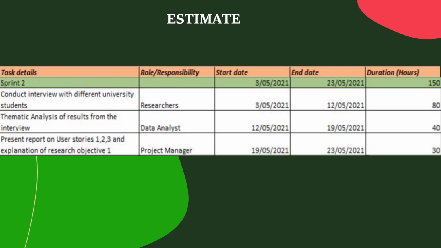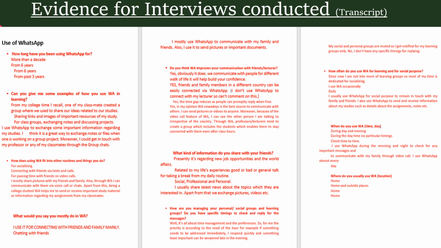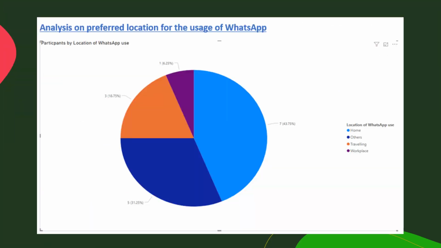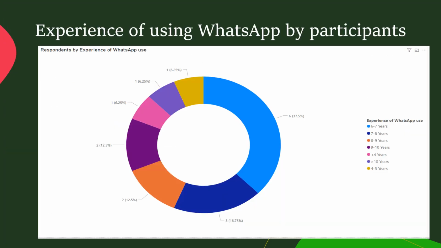This shows the estimate of the time that was needed to complete each of the tasks in Sprint 2. Now I'm going to show the evidence of work, which will include thematic analysis, findings and recommendations, as well as some screenshots from the participants regarding the WhatsApp use. I used Power BI tool to do the analysis on preferred location for users of WhatsApp. I also used Power BI tool to do the analysis on experience of WhatsApp use by participants.